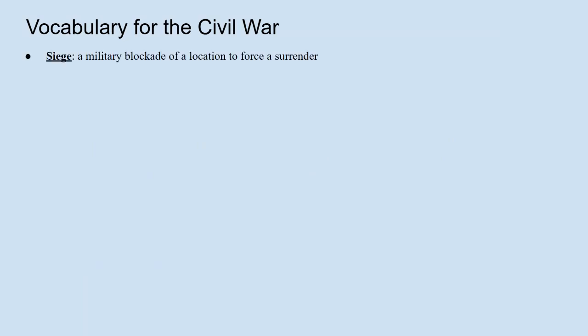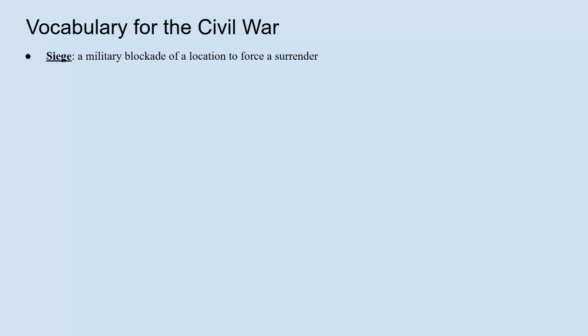So first and foremost, when we talk about the Civil War, some terms that we need to be aware of, number one, for example, would be a siege. A siege is a military blockade of a port or a city in order to force a surrender. So you think of it like a castle, right? You've got your big castle, you've got the moat, you've got the tall walls. And so it's really hard to attack a castle, right? Getting the guys across the moat, up the walls, that's really hard to do.